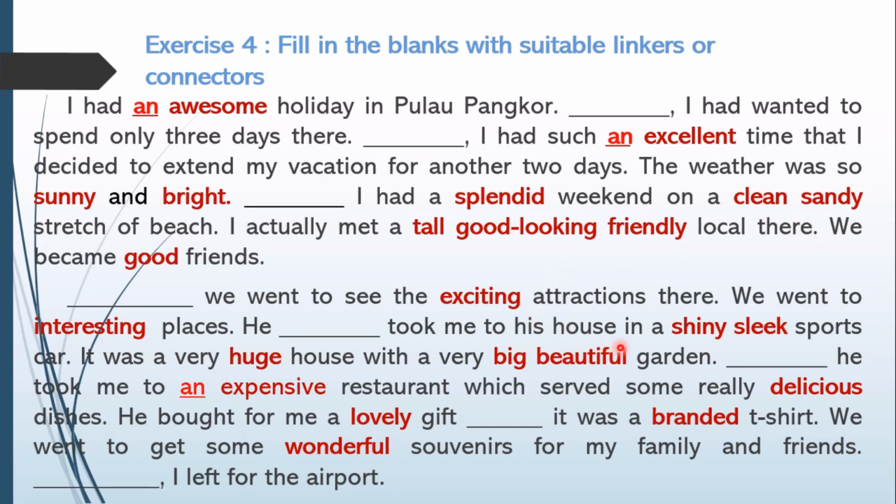And then instead of that, the next one I've changed: he took me to his house in a shiny, slick sports car. Not just a slick sports car, it's a shiny, slick sports car. And the garden, you see, the garden is now big and beautiful. This is when you try to use more than one adjective to describe something or someone or even feelings.